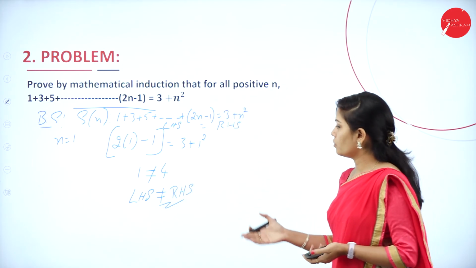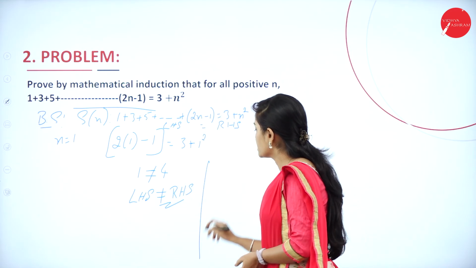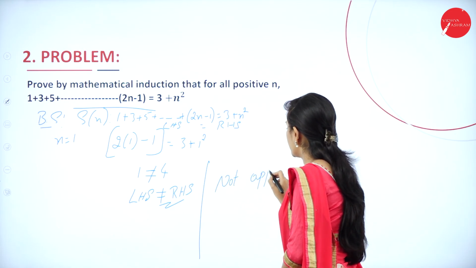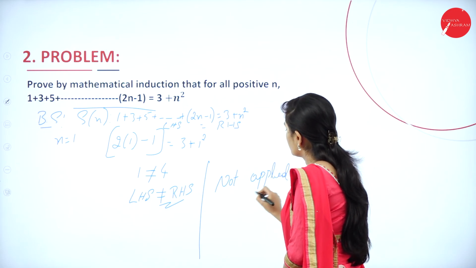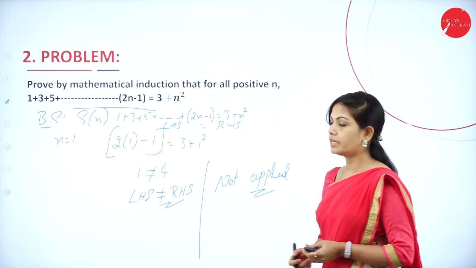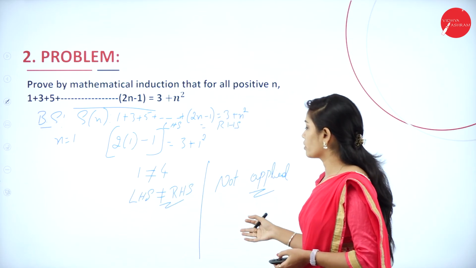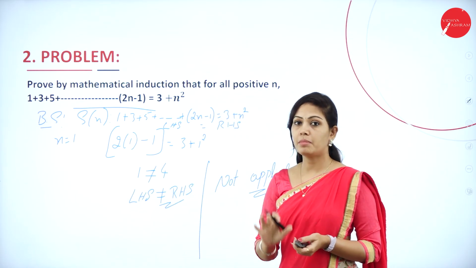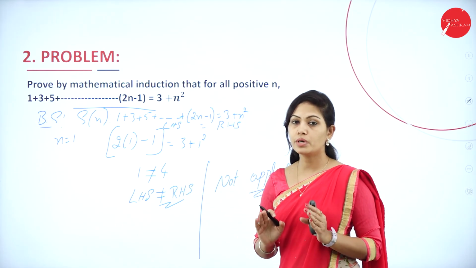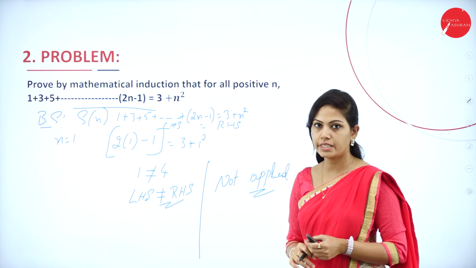So what can we do now? We can't apply the mathematical induction. We can't apply this mathematical induction concept. It's not applied. Clear? This type of question you can expect for 2 marks. Clear? So first you have to substitute the value. Substitute and find out whether it is equal or not. In this problem we can't apply mathematical induction because LHS is not equal to RHS. If it is equal then only we can proceed. Otherwise we can't apply the mathematical induction method.